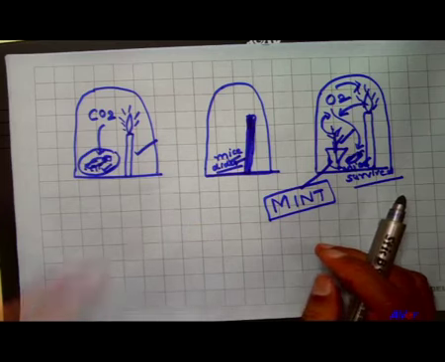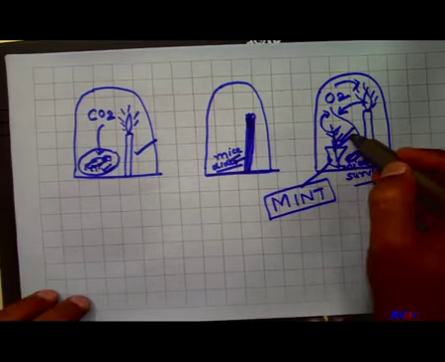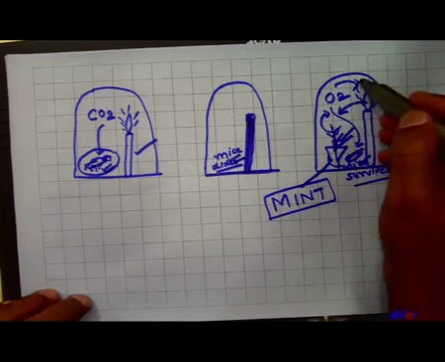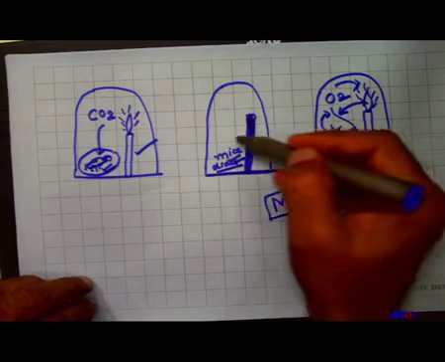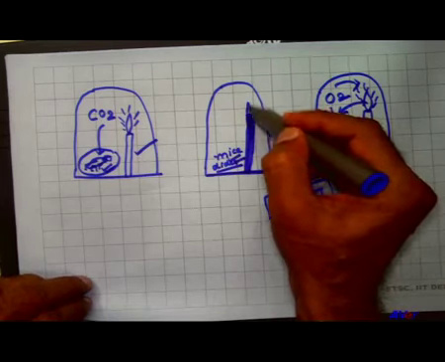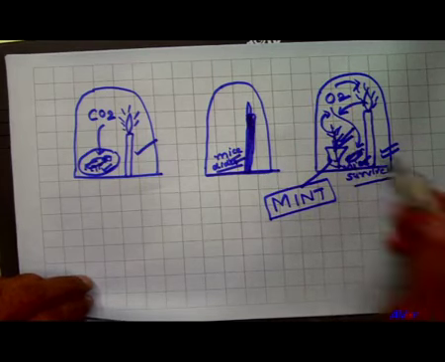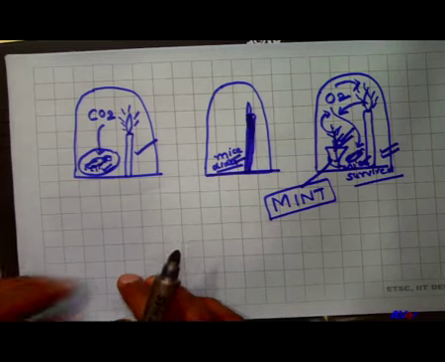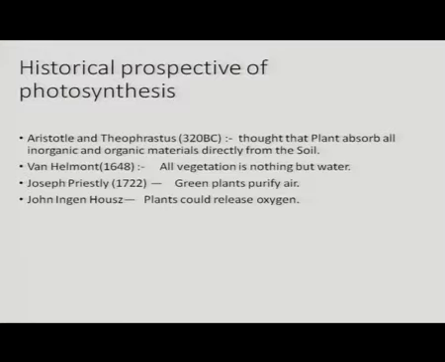So, finally, he concluded that the green plant, that is the mint plant, releases oxygen and purifies the poisonous gases produced by the mice or the burning candle, and the mice as well as the mint plant survived. So, this is the famous experiment known as the mint, mice and candle experiment given by Joseph Priestley.